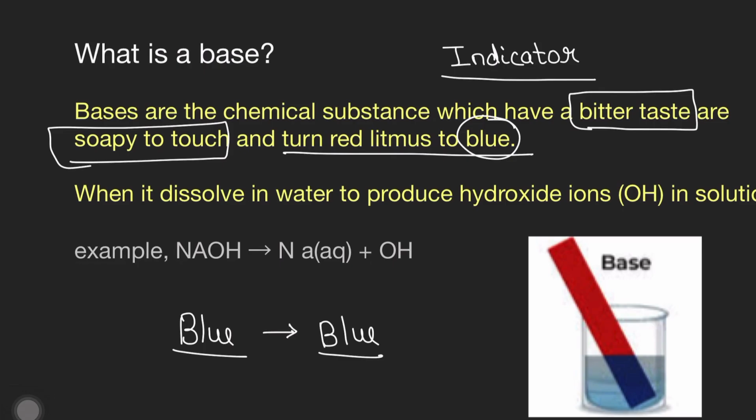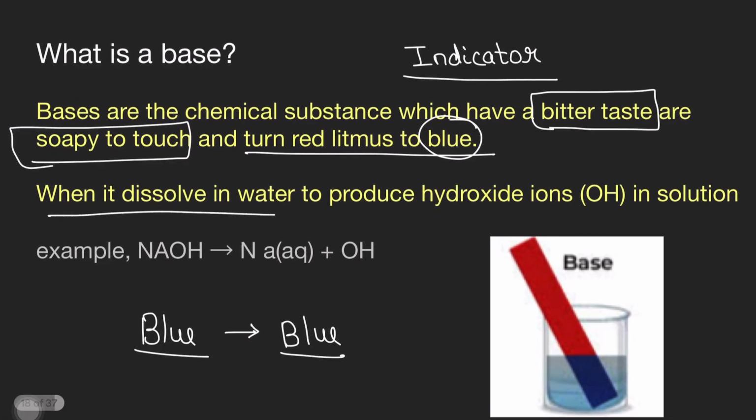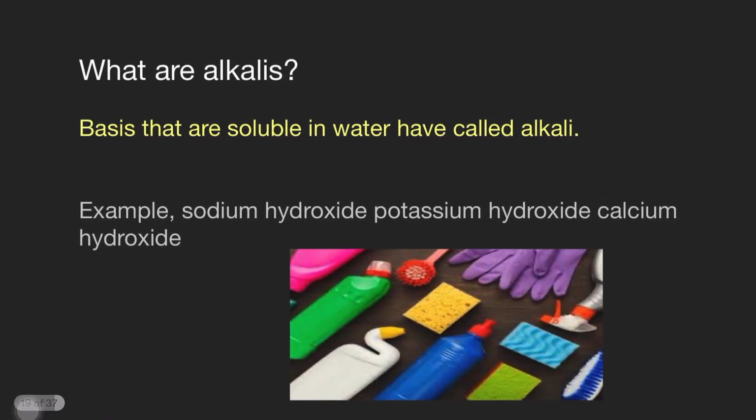And what happens if we dissolve it in water? In the previous case, for acids, when we dissolved them in water, they donated hydrogen ions. Here, when we dissolve a base in water, it produces hydroxide ions in solution. Clear? So bases produce hydroxide ions, and acids produce, or donate, hydrogen ions. Hydrogen ions, sorry.